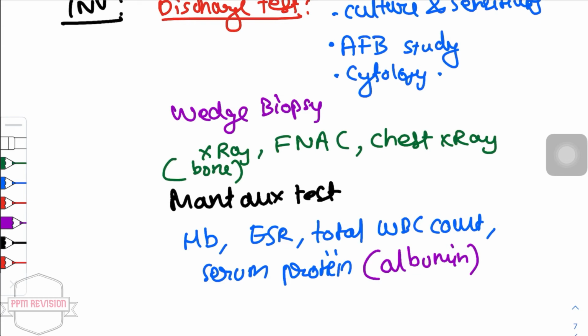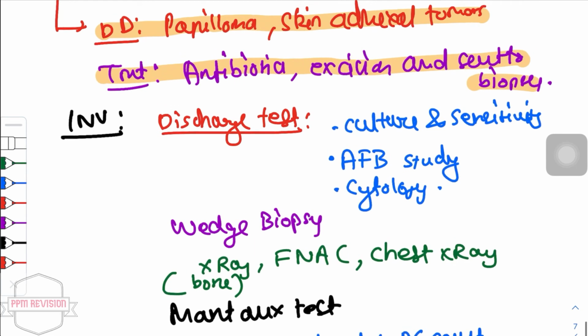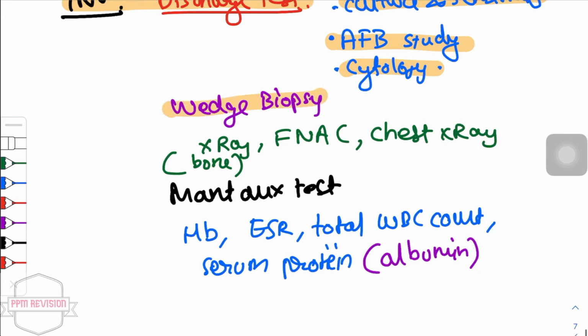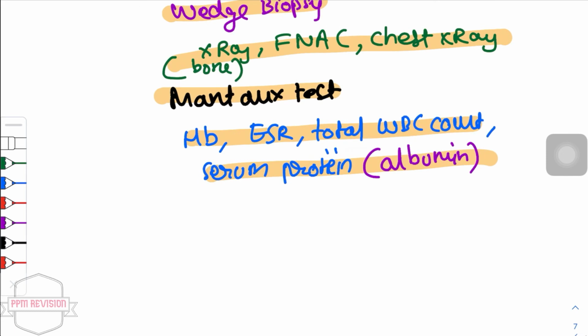Now, quickly summarizing the investigations: discharge test, culture and sensitivity, AFB study, and cytology. There is also wedge biopsy, X-ray, FNAC, chest X-ray, Mantoux test, hemoglobin, ESR, total WBC count, and serum protein, that is albumin.